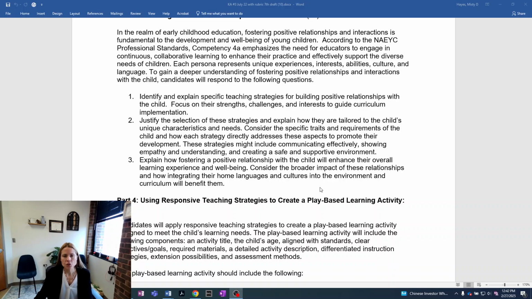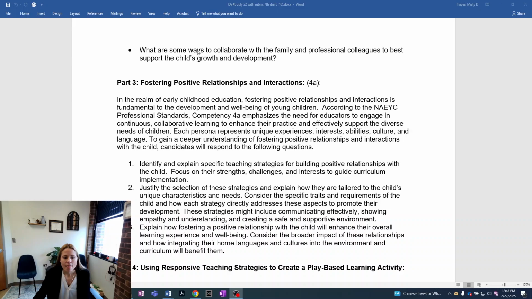And then lastly, the third prompt wants you to explain how fostering a positive relationship with a child will enhance their overall learning experience and well-being, right? So what we mean by this is consider the relationship you have with the child and how this impacts them in terms of their home language, their culture, their environment in the classroom and when they go home, and the curriculum you present to them. All those things are under that umbrella when we talk about their overall learning experience and their well-being, and how having a good positive relationship can help that child.